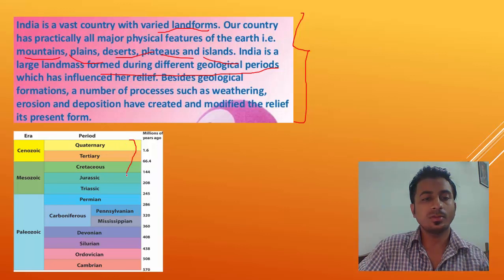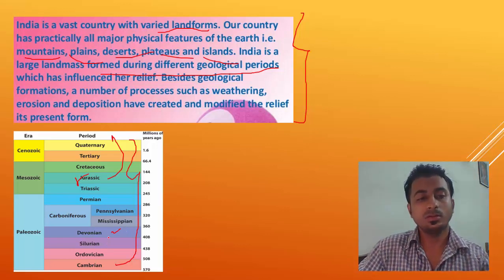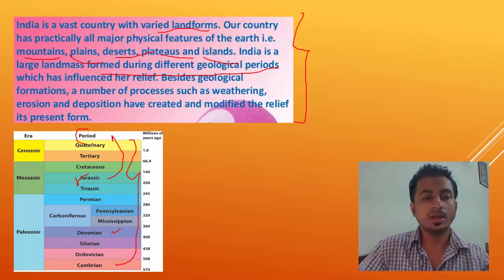This is written here, your geological periods: Quaternary, Tertiary, Cretaceous, Jurassic. You know Jurassic Park. So why was it named Jurassic Park? Because during the Jurassic period there were dinosaurs. Okay. Then Triassic, Permian. See, all these periods have some significance. Like coal was made in the Carboniferous period. Then in the Devonian period there were fishes which appeared on Earth. So all these periods are famous for some activities.